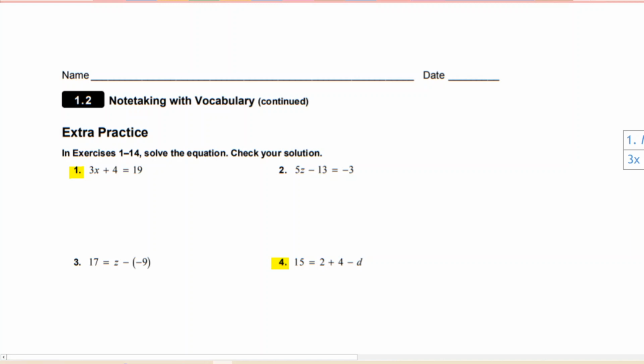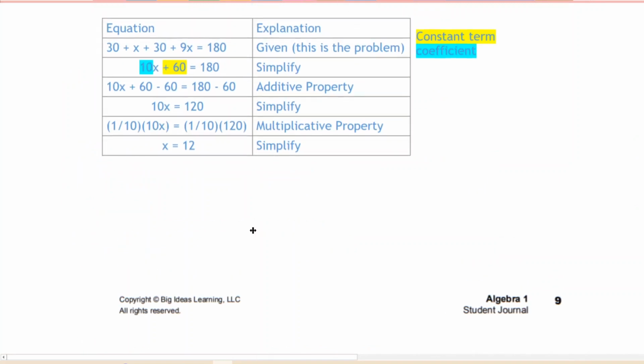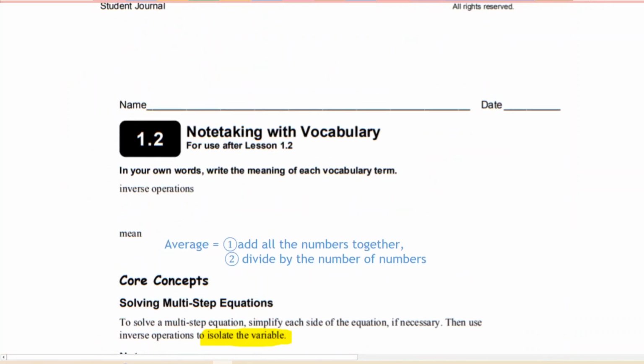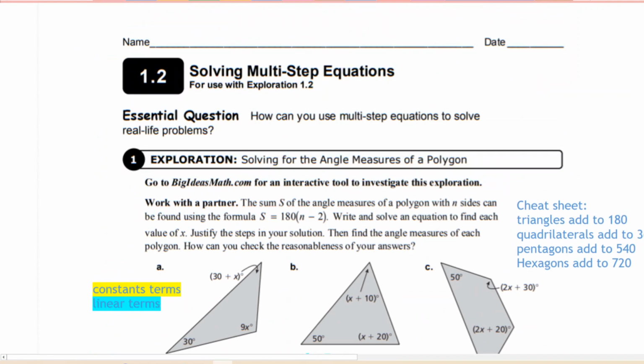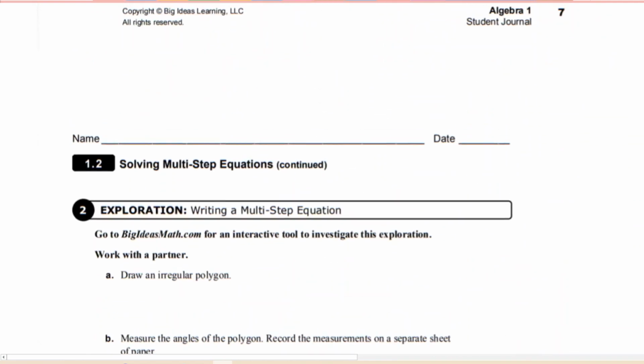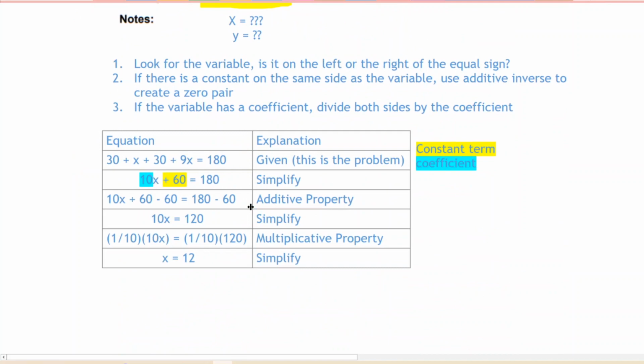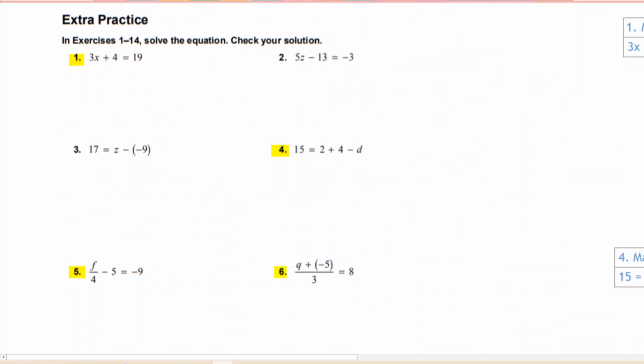All right, everyone, we're back to do some more problems with section 1.2. This section is called Solving Multi-Step Equations. So there's quite a bit of a ramp up in the problems, so we're going to take it slow.